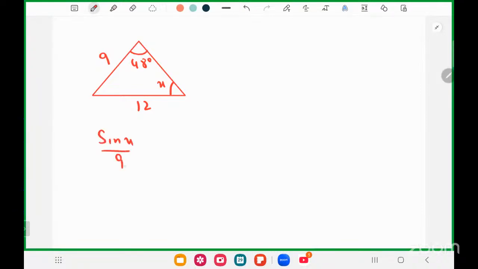साइन एक्स अपॉन 9, साइन 48 अपॉन 12. अब मैं साइन रूल लगा रहा हूँ. क्यों साइन रूल लगा रहा हूँ? क्योंकि एक एंगल के सामने वाली साइड दी हुई है, जो दूसरी साइड दी हुई है उसके सामने वाला एंगल चाहिए.